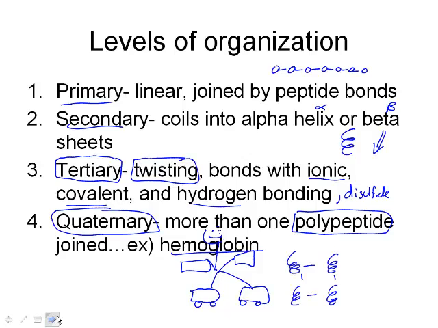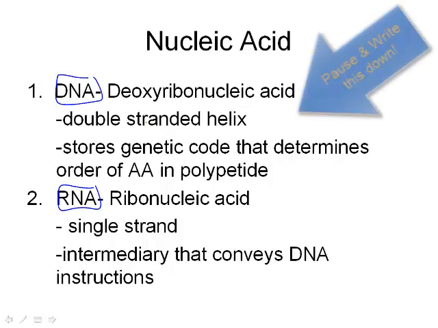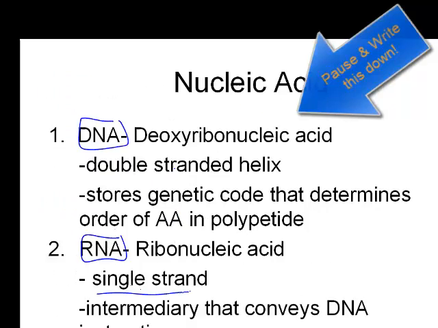Okay, moving on to nucleic acids. Nucleic acids, we have 2 types. You guys have probably heard this before in Bio 11. You have DNA and RNA. DNA stands for deoxyribonucleic acid. RNA is ribonucleic acid. Compare and contrast, DNA is double-stranded versus single-stranded RNA.